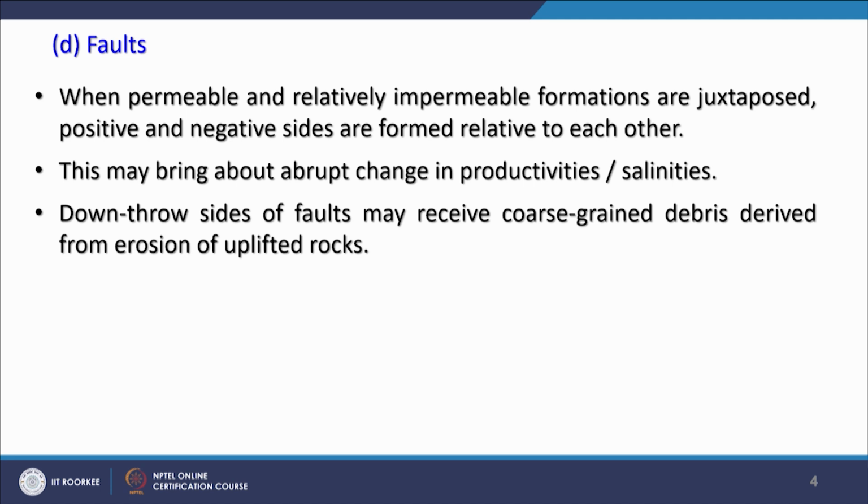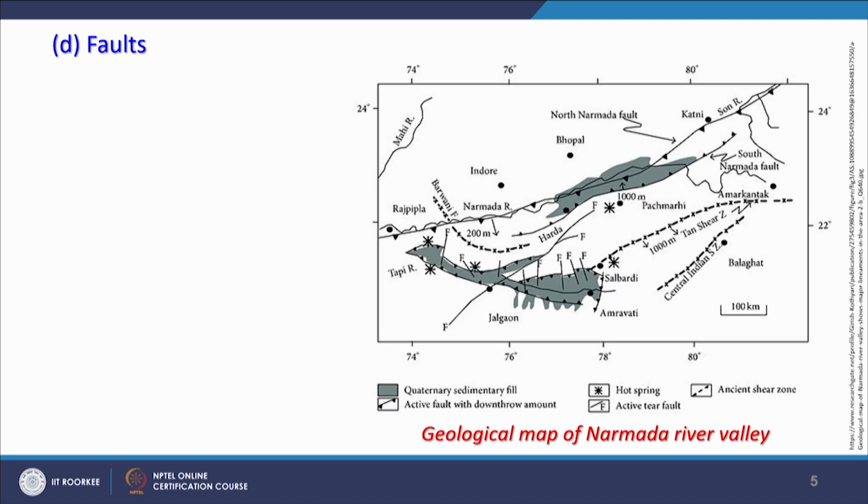So, from the other side also the material can come, and there are some certain areas which we can think of in that direction, like this is the geological map, of course, this is a surface map, not the section. Geological map of Narmada river valley, where you can see that a lot of quaternary sediments, means younger sediments, have deposited, and of course, there are some active faults there and so on.